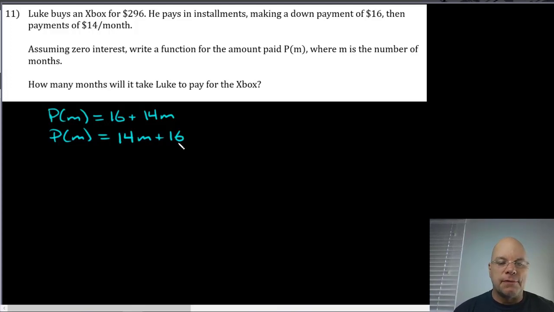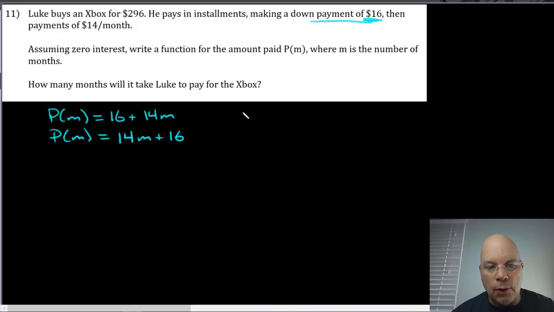Let's take a minute to verify this function by thinking about if m was 0, after 0 months. In other words, when he first bought the Xbox, how much would he have paid? Well, 14 multiplied by 0 is 0. 0 plus 16 is 16, so that represents the down payment he makes initially. After 1 month, he would have paid 14 multiplied by 1, which is 14, plus $16, which is $30. The $16 down payment plus $14 more after the first month.